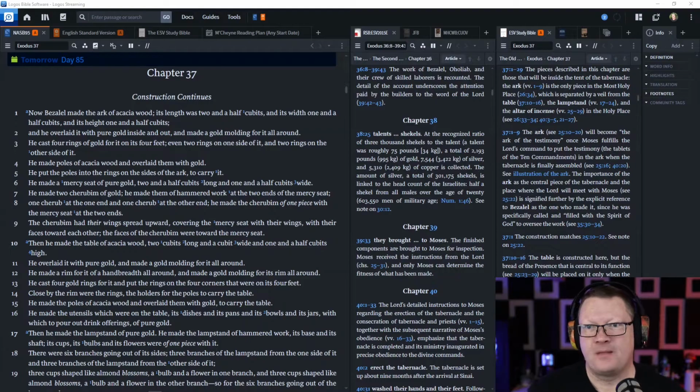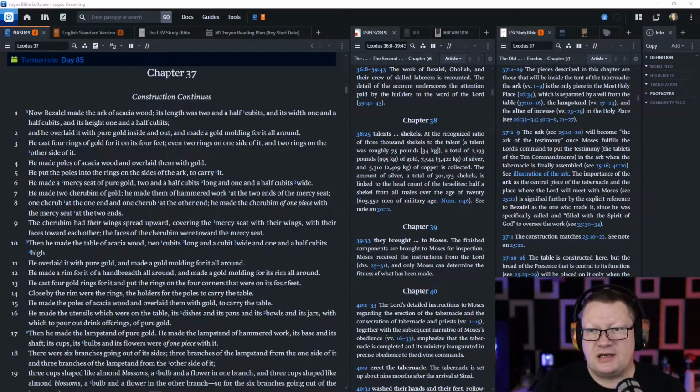Let's go on. So now, Bezalel made the ark of acacia wood. Its length was 2.5 cubits, its width 1.5 cubits, and its height 1.5 cubits. And he overlaid it with pure gold inside and out, and made a gold molding for all around it. He cast 4 rings of gold on its 4 feet, even 2 rings on one side of it, and 2 rings on the other side of it. He made poles of acacia wood, and overlaid them with gold. He put poles into the rings on the sides of the ark to carry it.